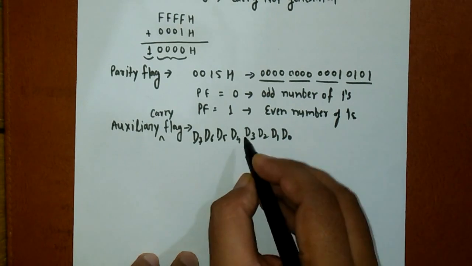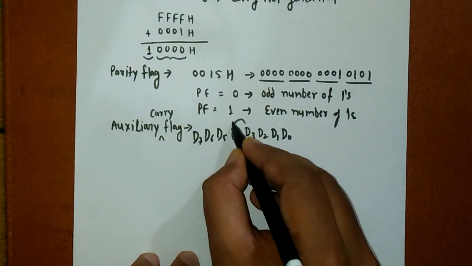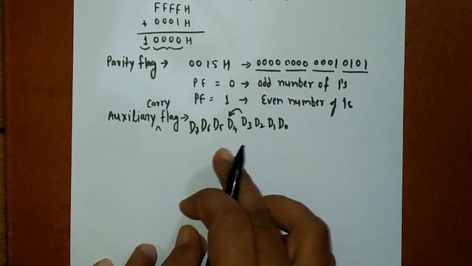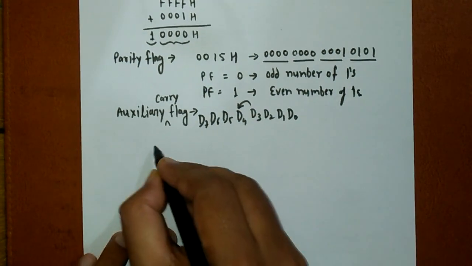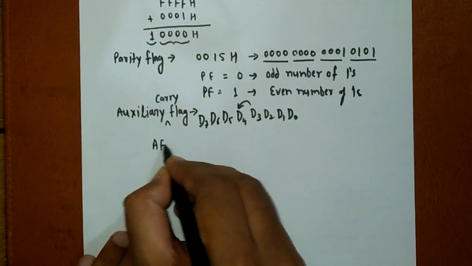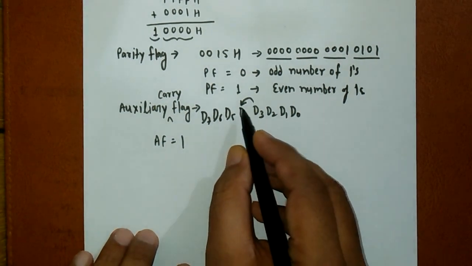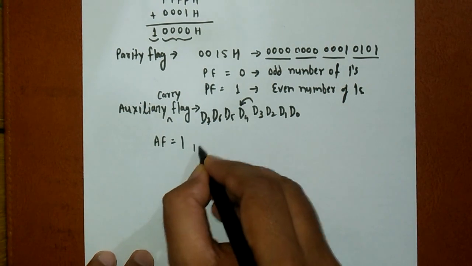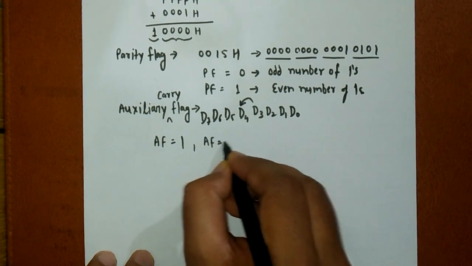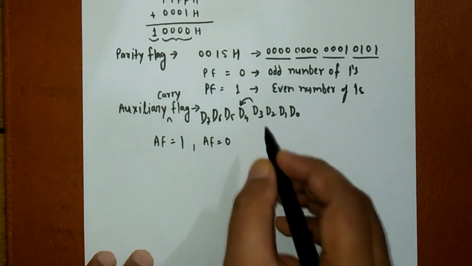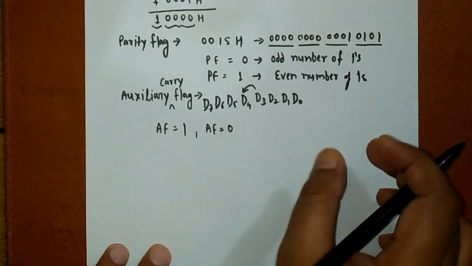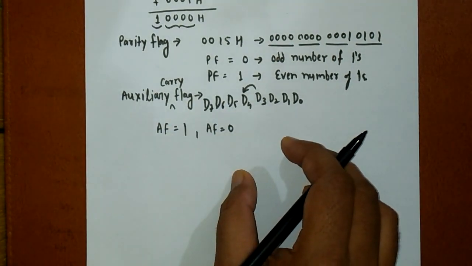If there is a transfer of 1 in between D3 and D4, either in the case of addition or in the case of subtraction, this is reflected by the auxiliary carry flag. This flag is set to 1 if there is a transfer of carry in between D3 and D4, and it is equal to 0 if there is no transfer of carry in between D3 and D4. Mainly this condition is used in BCD addition or subtraction operations.